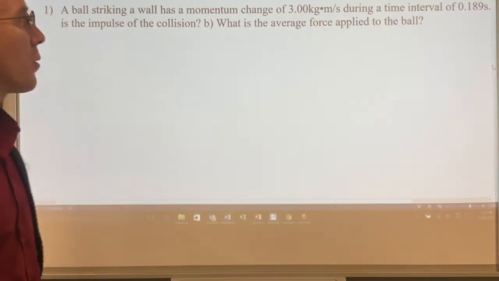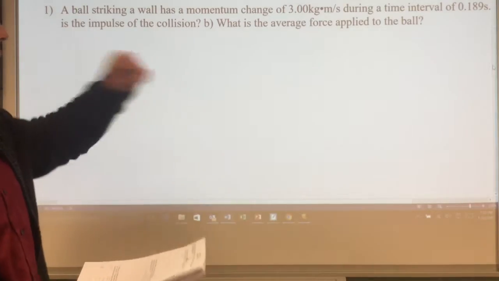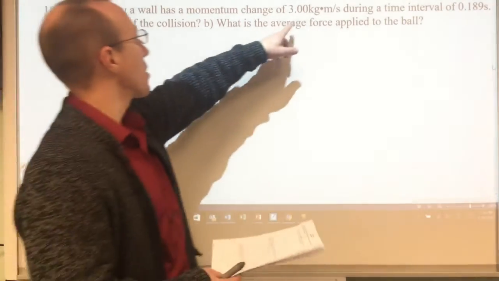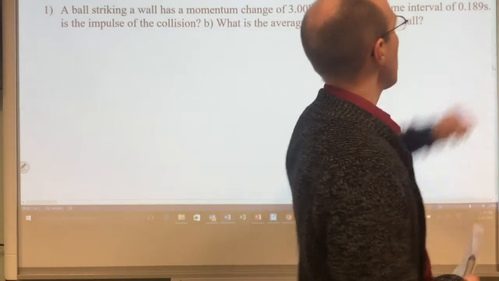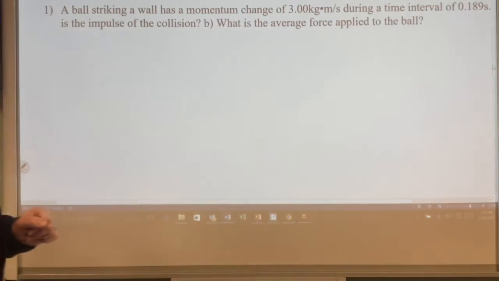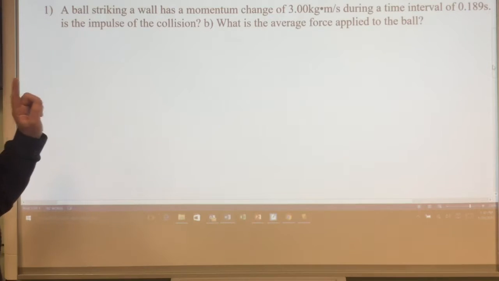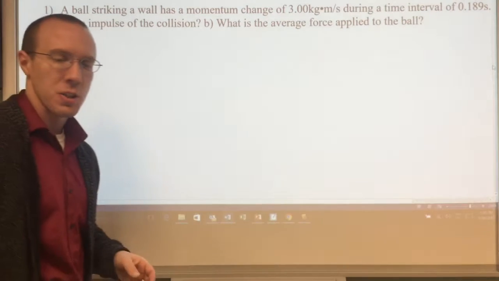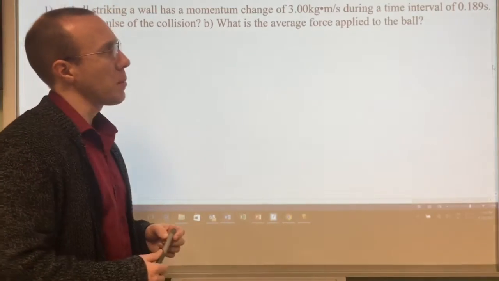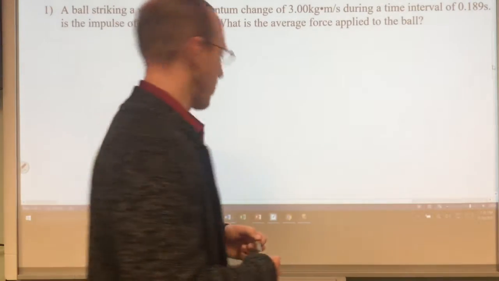It says a ball striking a wall, and it gives you some values here. Okay, if we notice, it says the change in momentum is 3. It has a time interval, which is the change in t over here, of less than 0.2 seconds. And we want to know what is the average force applied to the ball, and we also want to know what is the impulse of the collision. So it might look a little bit more difficult than it is.